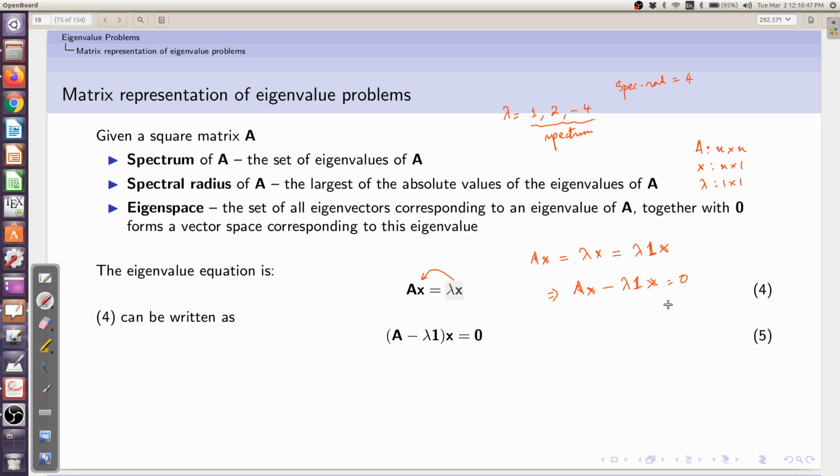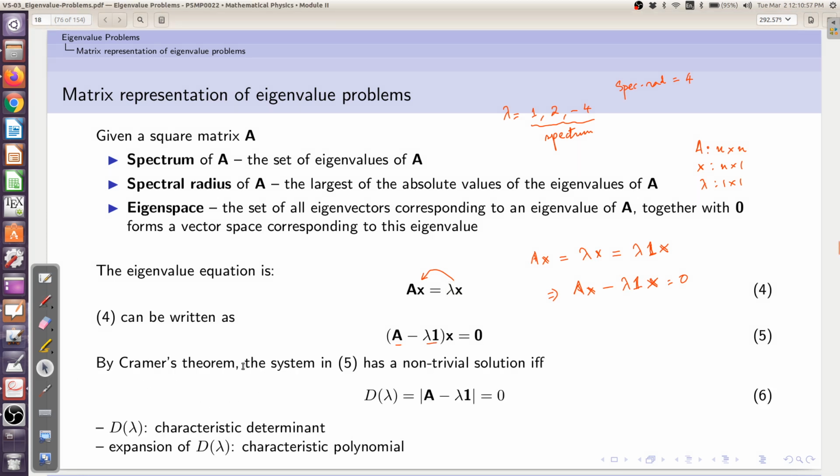Now I can take x outside using the distributive property, and what will be left behind is A minus lambda 1, where 1 is the identity matrix. So that's how we get this. Now by Cramer's theorem, which you are all familiar with, equation number 5 has a non-trivial solution if and only if the determinant of this matrix is 0. This is known as the characteristic determinant. When you expand this, you will get a characteristic polynomial, and from there we can find the values of lambda, and substituting lambda back, you can find the eigenvectors.